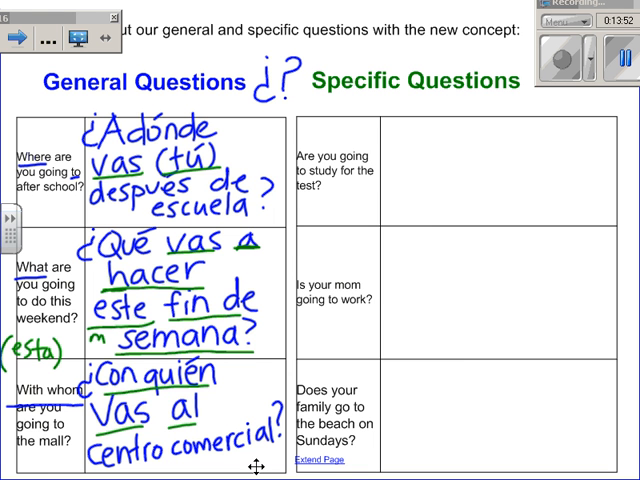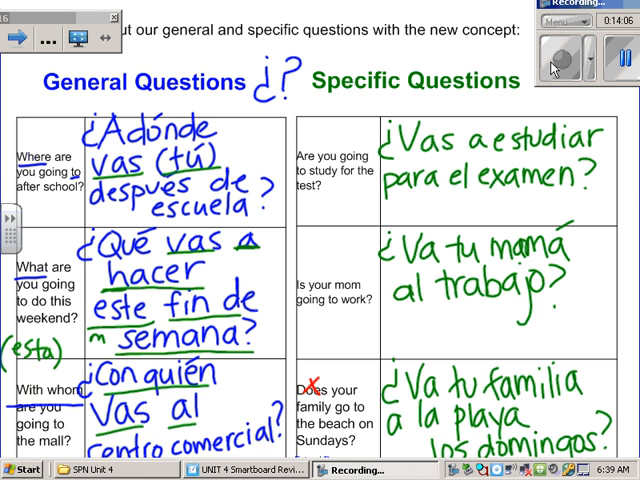Is your mom going to work? Or does your family go to the beach on Sundays? Remember that we aren't using the "does" in here. We don't use hacer for this, so it is implied. Why don't you try these specific questions? Press pause and then check your answers.